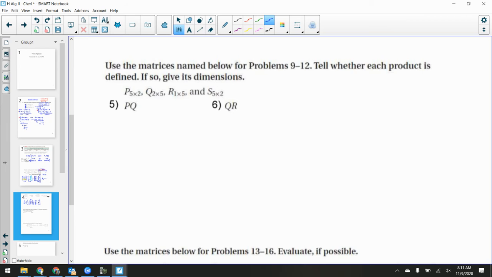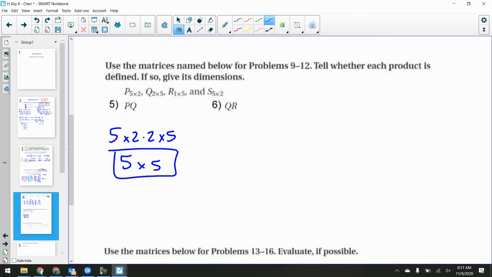Use the matrices named below for problems 9 through 12 to tell... whatever, that doesn't mean that. Okay, sorry. So probably just 5 and 6. Can I do PQ? Can I multiply PQ? Yeah. I've got a 5 by 2 times a 2 by 5. So the result is a 5 by 5. 5 by 5, 25 entries?